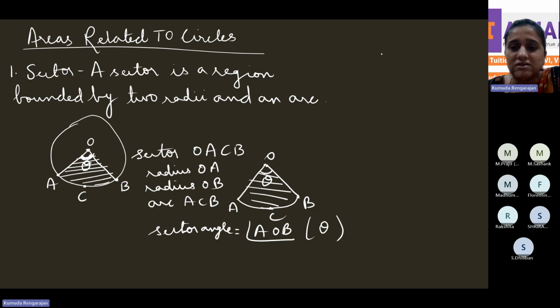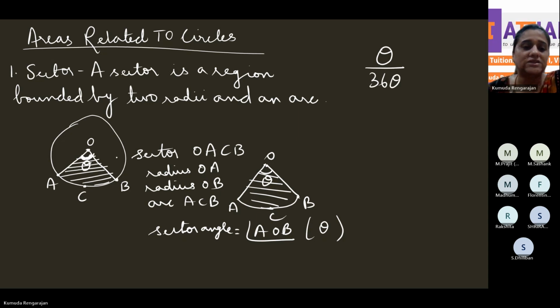And that fraction is the sector angle theta divided by the complete angle around that point O, 360 degrees. How do you find the fraction of the circle occupied by the sector? The denominator is 360, because we are talking about the angle around this point O, which is 360 degrees. And the sector angle is theta. So theta by 360 is the fraction.